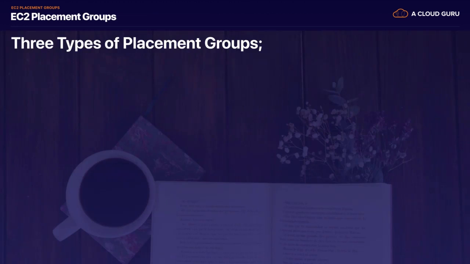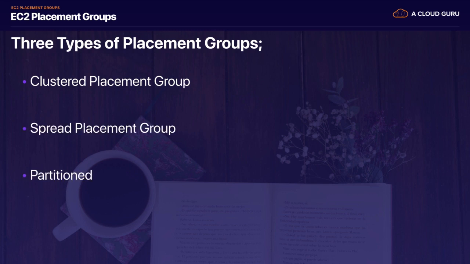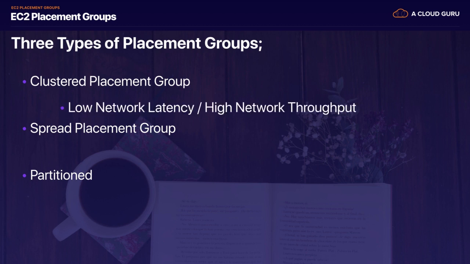So on to my exam tips. Just remember the 3 different types of placement groups: clustered, spread, and partition. What is the use case for a clustered placement group? It's for low network latency and high network throughput. So you want your EC2 instances to be as close to each other as possible. They'll always be in the same availability zone in the same region.